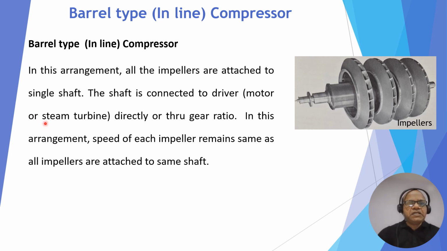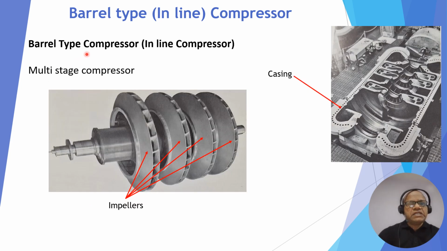Now another type is an inline compressor or barrel type compressor. You can see a single shaft, with a number of stages attached. In this arrangement, all the impellers are attached to a single shaft, and the shaft is connected to the driver, motor or steam turbine directly or through a speed gear ratio. In this arrangement, the speed of each impeller remains the same as all impellers are connected to the same shaft. You can see three impellers, four impellers shown here, and these are the casing, lower portion of casing of the inline compressor or barrel type compressor.